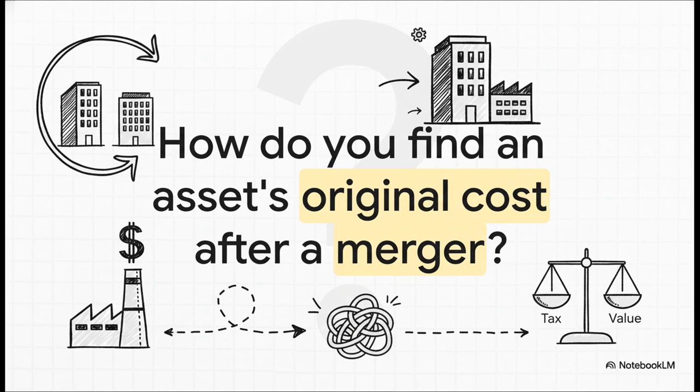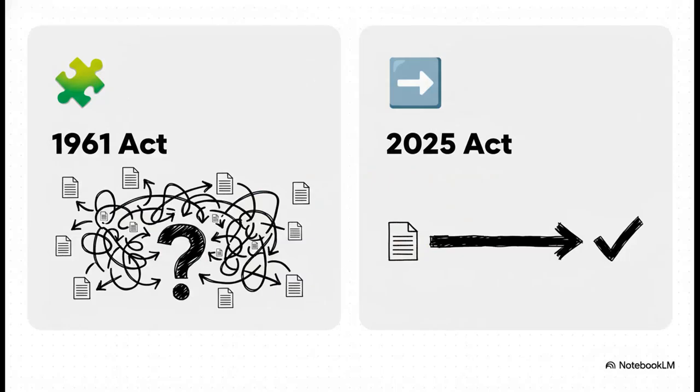Imagine a company merger. Post-merger, the new combined entity decides to sell a machine that came from one of the original companies. Now, the big question is, how do you actually figure out its original cost to calculate your business profit? The question seems simple, right? But the answer, well, until now, it's been anything but. You see, the way we answer that question is getting a massive overhaul.